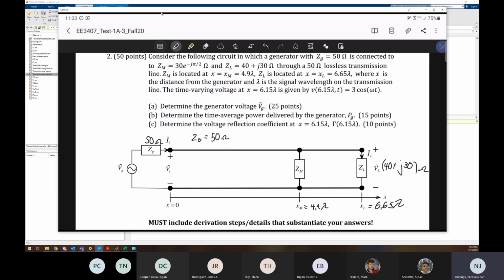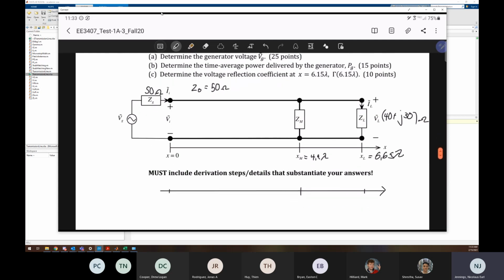Now we notice something that seems uneasy to us, right? We're dealing with positive values of distance here, so we want to convert this into negative values of distance. What we'll do is set the load, which is what we have set our distance to, as 0. And then we'll figure out this distance right here. So 6.65 minus 4.9 is 1.55, I believe.